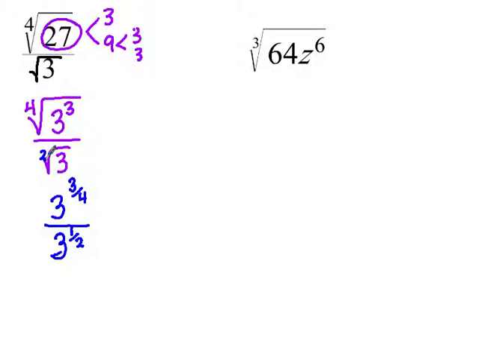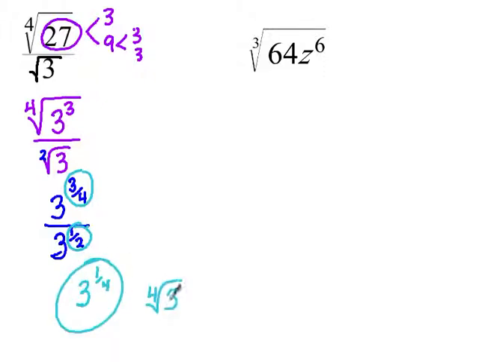So then now let's think about things. I have 3 to the 3/4 on top, 3 to the 1/2 on the bottom. Same base. If you divide, what do you do with the exponents? Subtract. Okay, so 3/4 minus 1/2 is 1/4, and there you go. That is your answer. You might see this also written as the 4th root of 3. It doesn't matter. Either of those is acceptable.